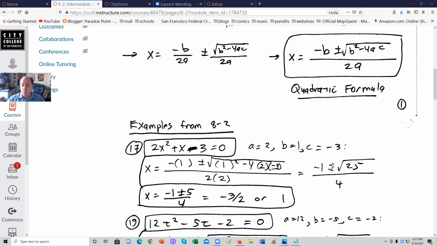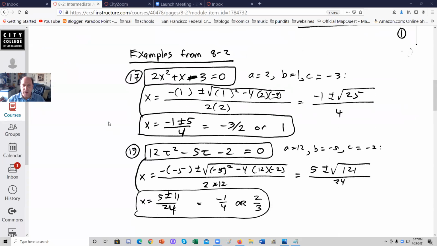Now, root 25 is a whole number, 5 specifically. So x is negative 1 plus or minus 5 all over 4. Negative 1 plus 5 over 4 is 4/4, or 1. Negative 1 minus 5 over 4 is minus 6/4, or minus 3/2. So x is negative 3/2, or x equals 1.